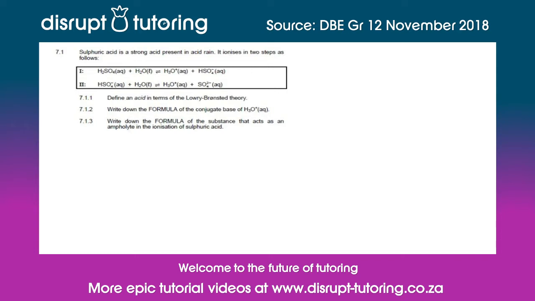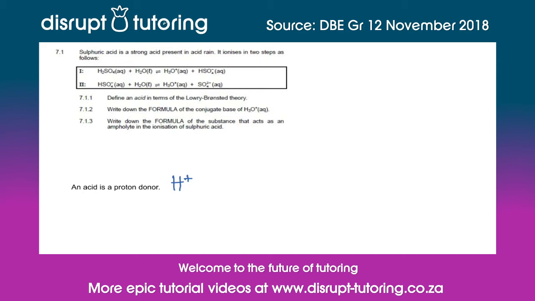So the first question asks us to define an acid in terms of the Lowry-Bronsted theory. So in terms of that definition, an acid is a proton donor. So that is represented by an H+, which is an ionized hydrogen atom.